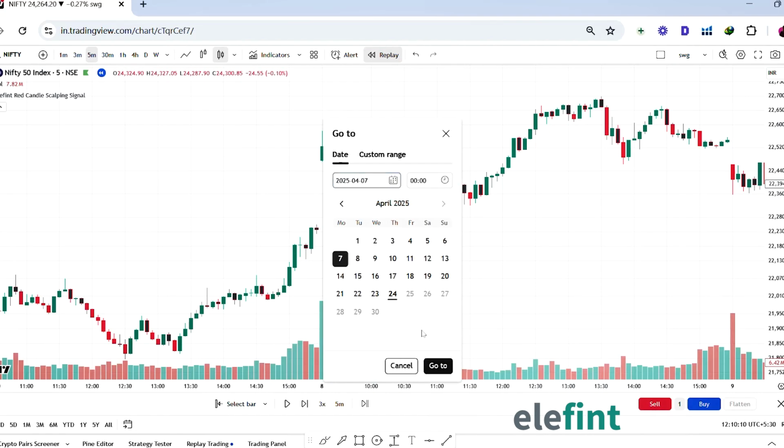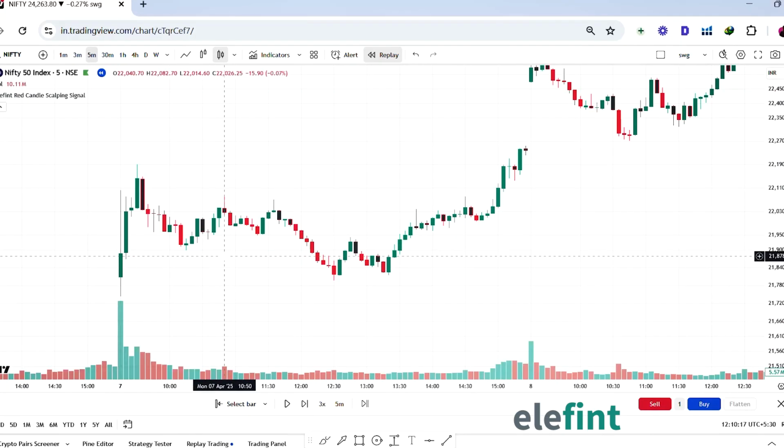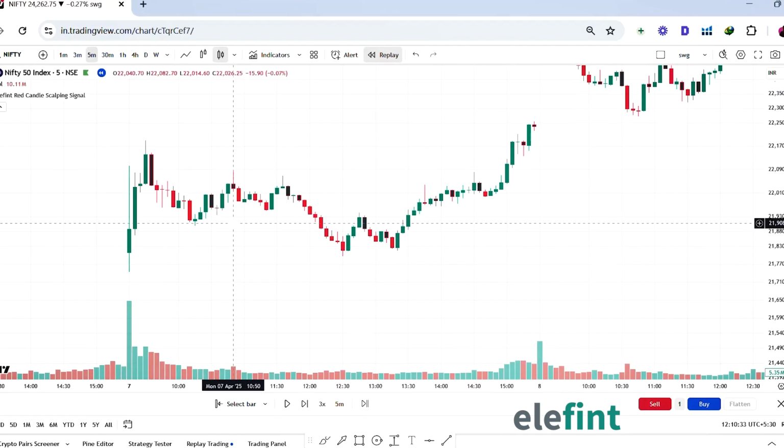Let's go to 7th April. That is the previous day itself. Check this 10:50 candle. The volume is 10 million. The previous volume is 7.49. So 10 is greater than 7, and we have a follow-up red candle. Remember, we are just checking only the volume for the signal candle and the candle previous to the signal candle. We are not checking random candles.